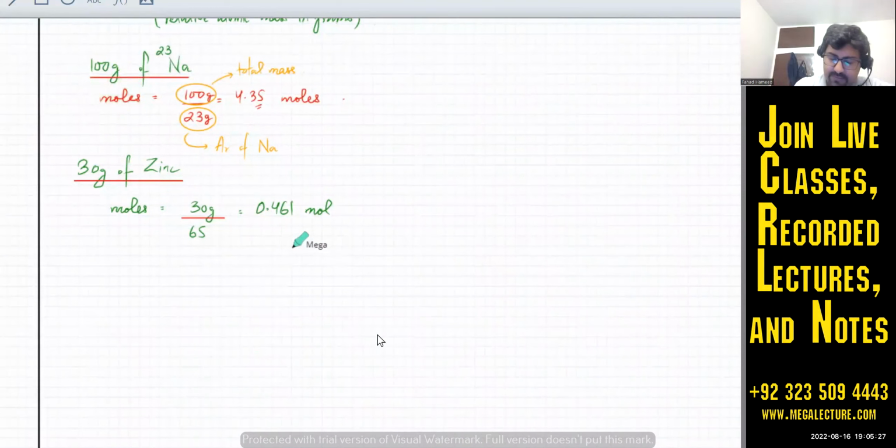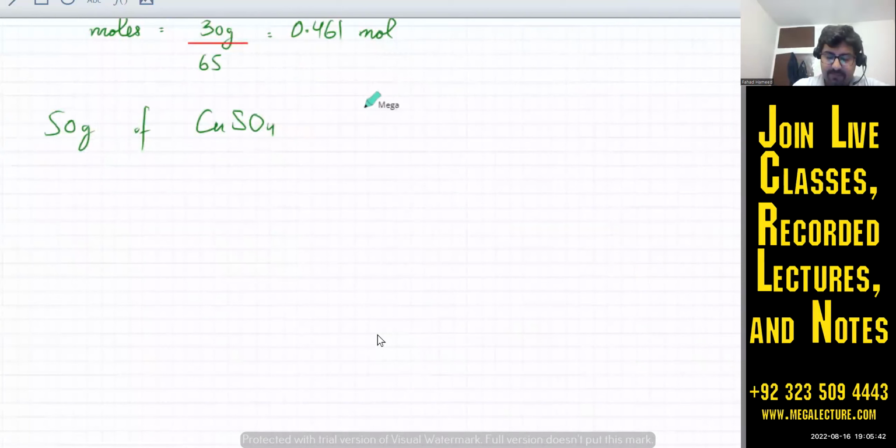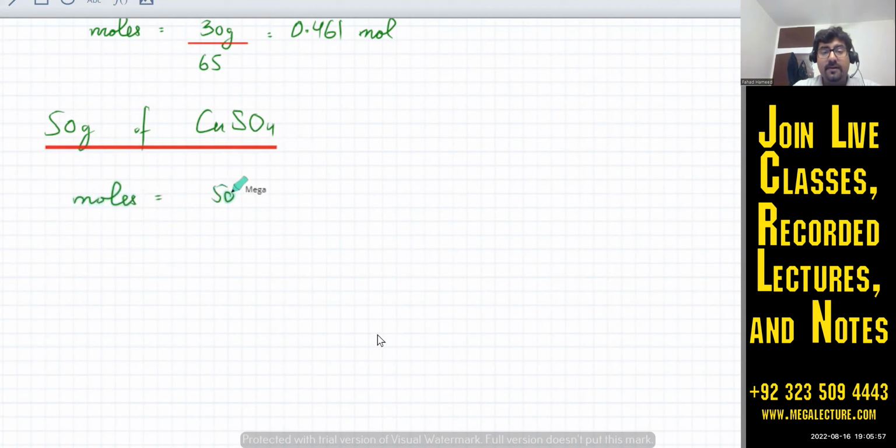So what do you do with molecules? Let's say you've got 50 grams of copper sulfate. Okay, that's copper 2 plus, and SO4 is 2 minus. You've got 50 grams of this thing. So in this case, how would you calculate the moles? Moles will be the total mass, which is 50 grams, divided by the molar mass. Now, for a compound that's got copper, sulfur, and oxygen, you would have to add up all of them.